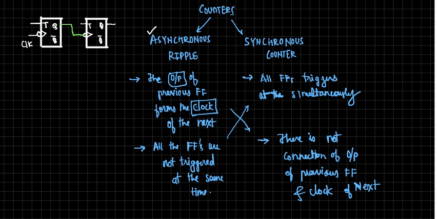Now can you draw a waveform for this? Assume that initial states are 0 0. Can you draw the waveform for the next 4 clock cycles? Do that. Let me see how many of you are able to do that.